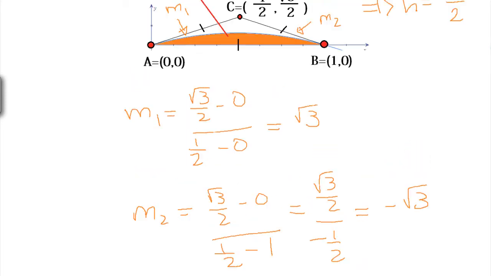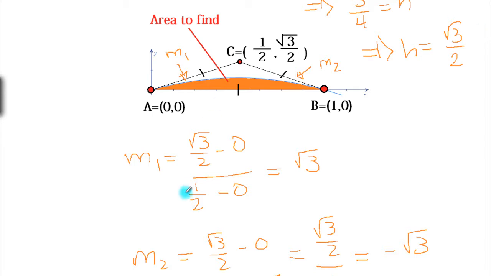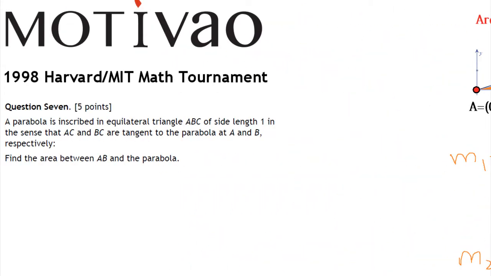Now, why is it so important to find those two slopes? Well, because the question states that AC and BC are tangent to the parabola at A and B. Being tangent means that the derivative, which is the slope, is going to be equal to that slope in particular. But to find that, we need to find the derivative of the function. Now, what is the function that we're looking for? Well, the function of the parabola.